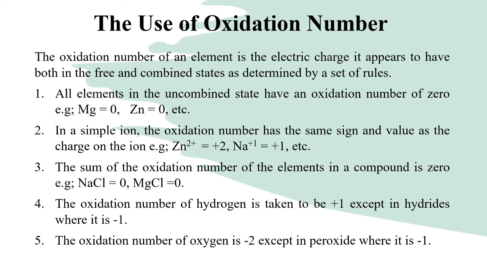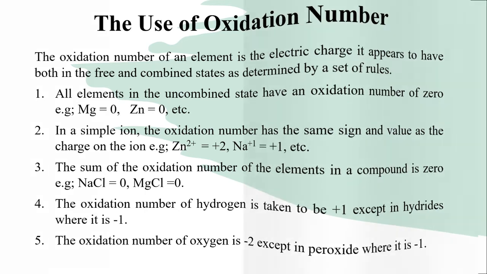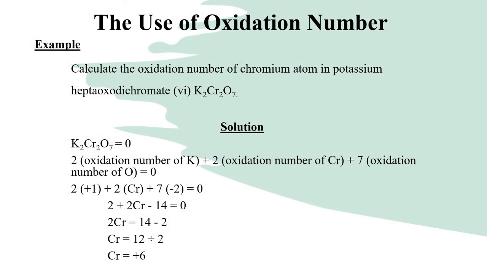The last rule, the oxidation number of oxygen is -2, except in peroxide, where it is -1.